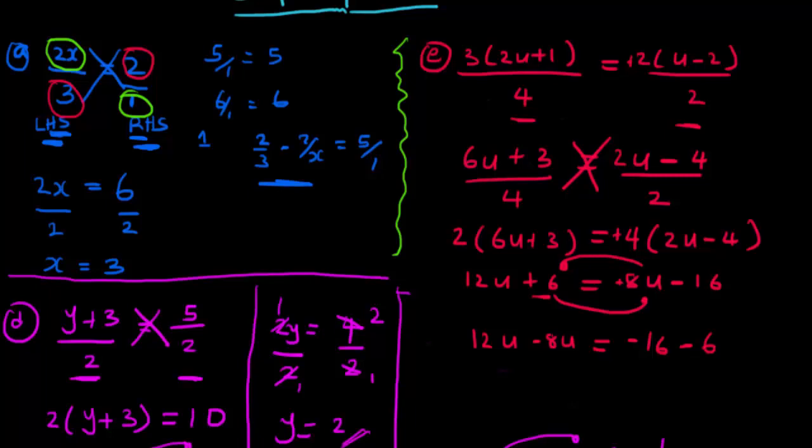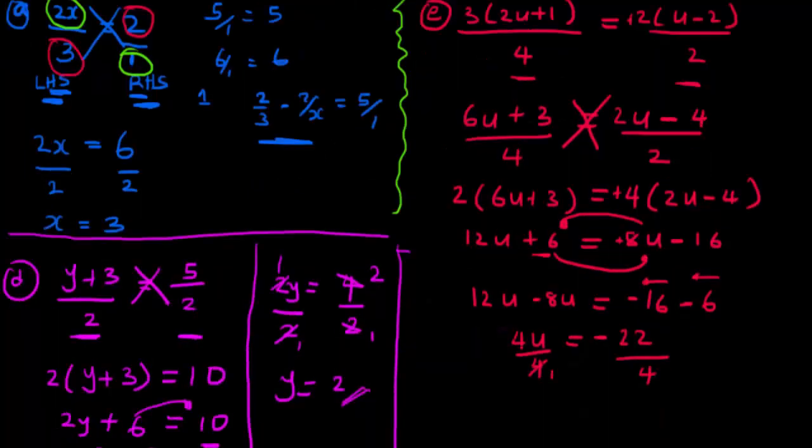So let's add. 12u minus 8u is 4u equals minus 6 minus 6. They are moving in the same direction. So my answer must carry minus. And then because they are moving in the same direction, 16 plus 6, that is 22. So I divide both sides by 4. 4 here 1, 4 here 1, I'm left with u. Now 4 cannot go in 22, but I can do 2 here 2, 2 here 11. So I'm left with minus 11 over 2. So u equals minus 11 over 2.